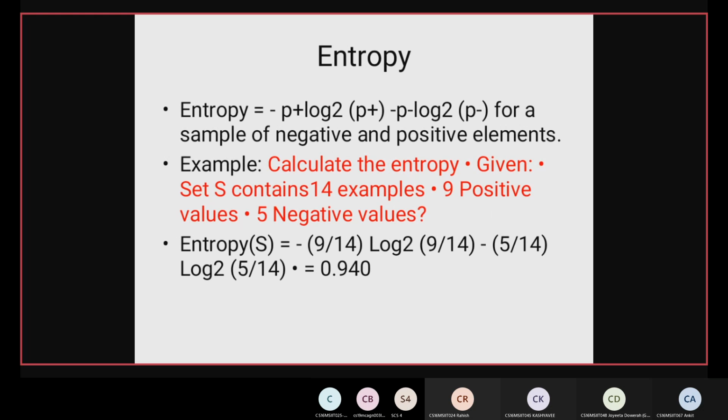So this is the entropy formula, we know, isn't it? So how does it work? See, for a sample of negative and positive elements, here it is given that S contains 14 examples. Okay, 4 values are positive and 5 values are negative. So you just put the values for the positive and negative, and you will get the entropy.